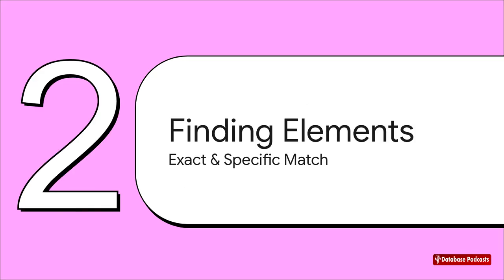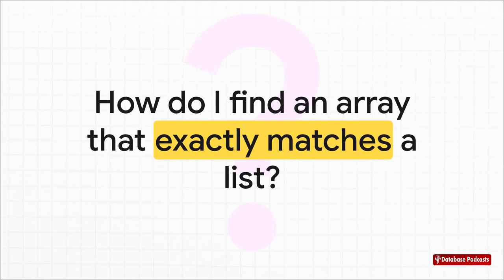Okay, let's start digging in. We're going to begin with the two most fundamental things you'll do with arrays. First, finding a document where an array is an exact match, and second, finding a document where an array just contains a certain item. All right, so let's say you have a specific list of projects. You need to find the employee who was working on only those two projects, and in that exact order. How do you pull that off?